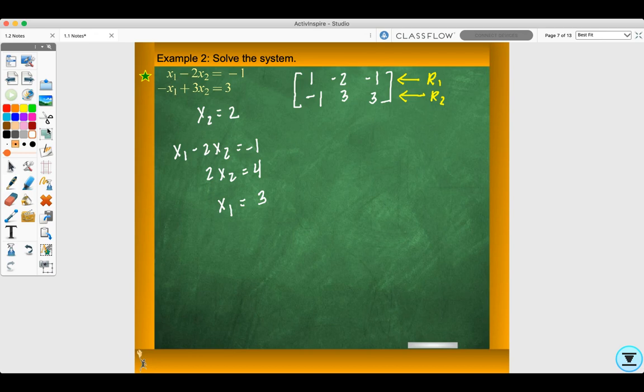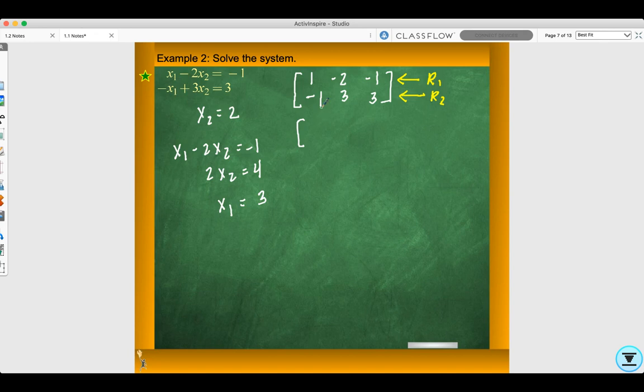I'm going to leave the top row how it is, because what you want to do is create a 1 here, a 0 here, a 0 here, and a 1 here, because this first column corresponds to x1 and the second column corresponds to x2. So when I solve for it, I'd have 1 equal to whatever number I get here. Since this is already 1, I'm going to leave it alone. I notice if I add row 1 to row 2, I'd get a 0 here, and that's what I want. So I'm just going to add row 1 and row 2.